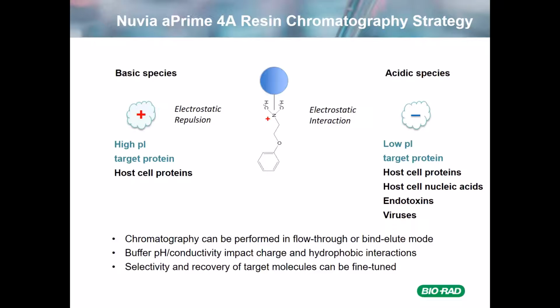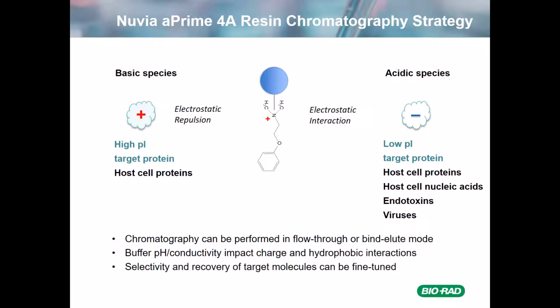So if you have any high pI target proteins or positively charged host cell proteins, those will be in the flow through. Conversely, if you have acidic species, they will be negatively charged, so they will bind to the ligand. So if you have a low pI target protein, host cell proteins, host cell nucleic acids, endotoxins, and viruses.